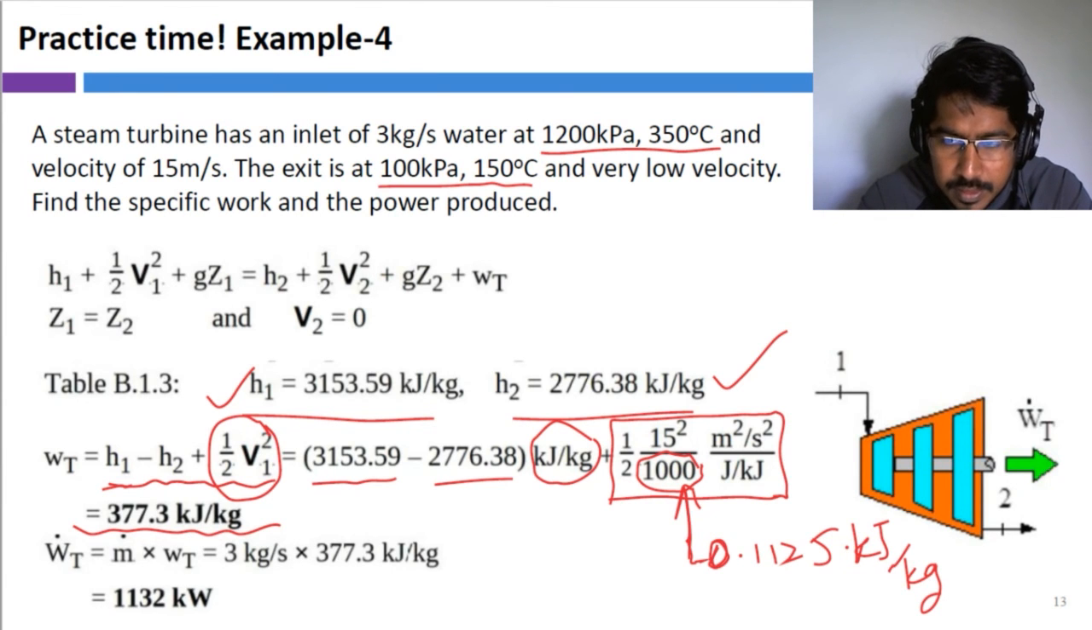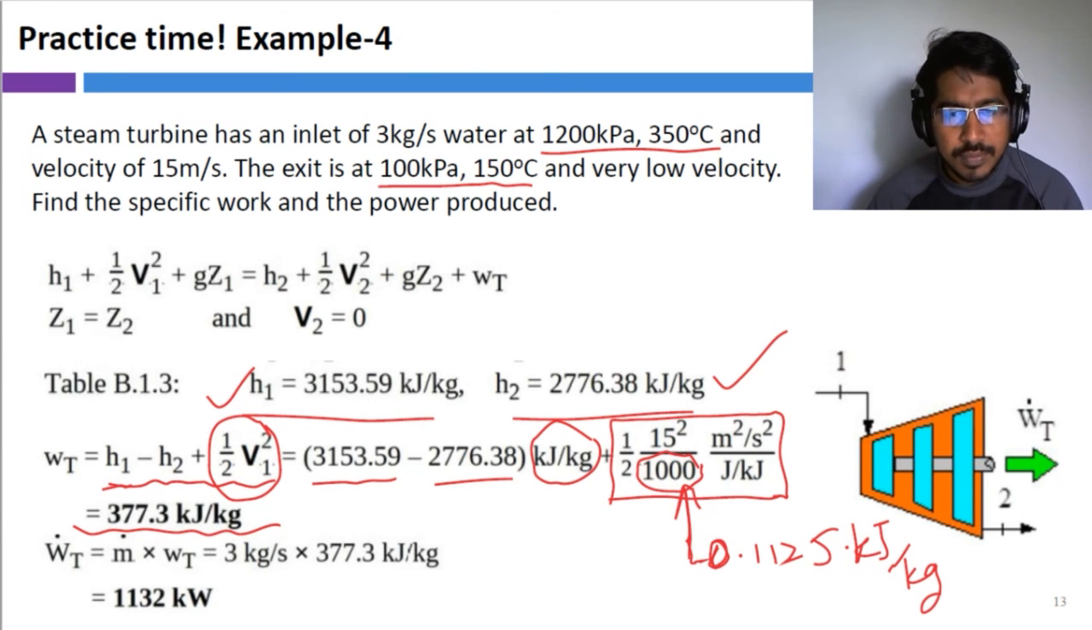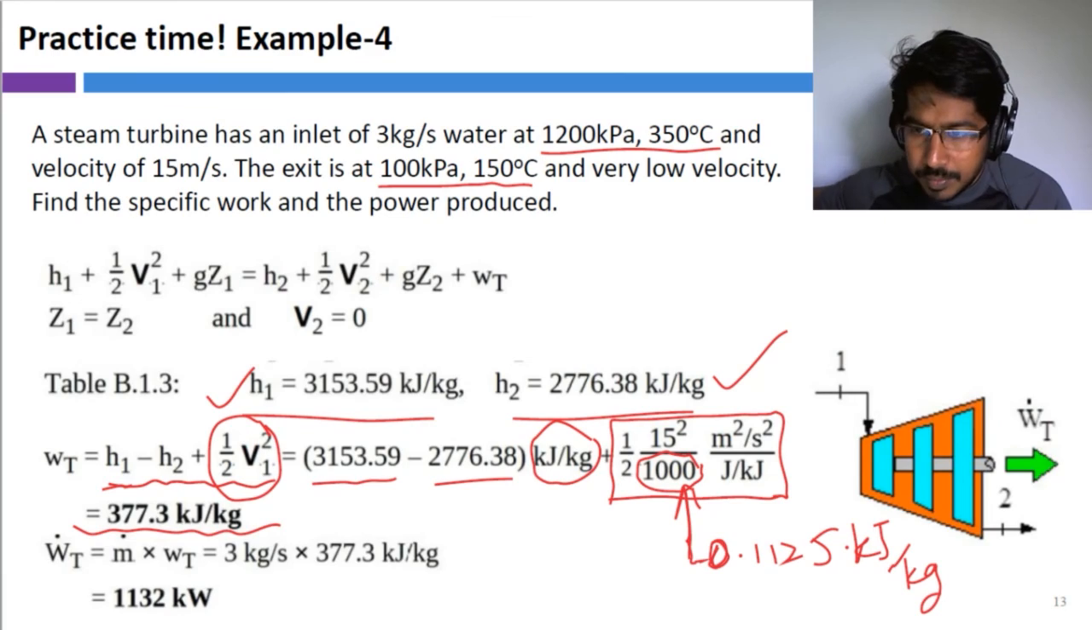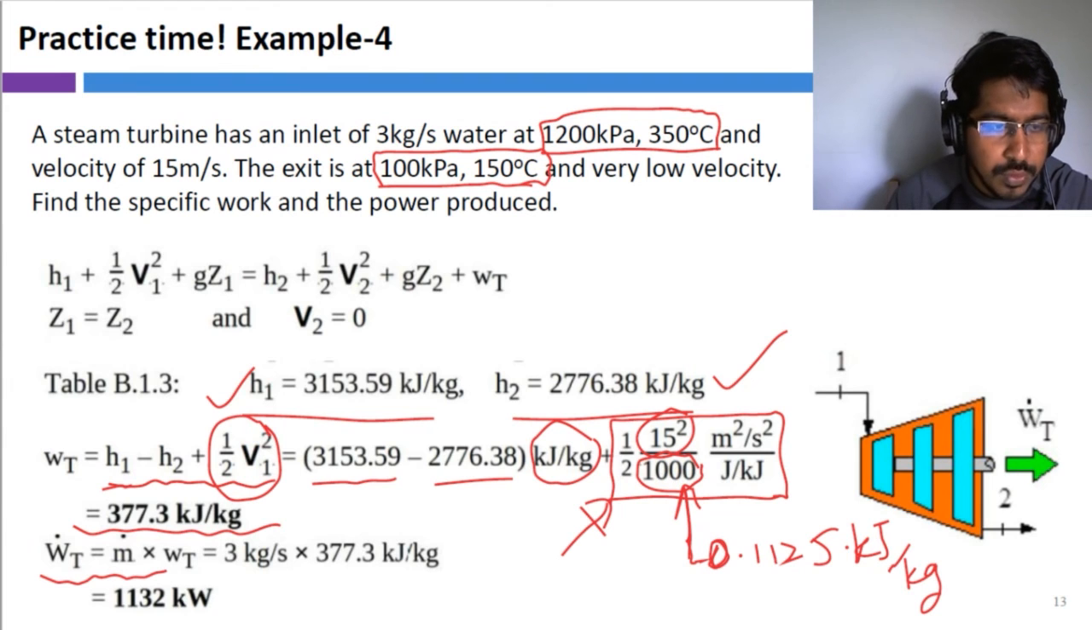It is not significant. Excellent. Because it's 0.1125 and the total value is 377.3, so it is definitely not significant. That's why we say that in turbines, the inlet velocities and exit velocities are not very significant when we are dealing with the enthalpies involved. And to find the total work or the total power output, we just multiply our specific work by the mass flow rate, and then we arrive at 1132 kilowatts.